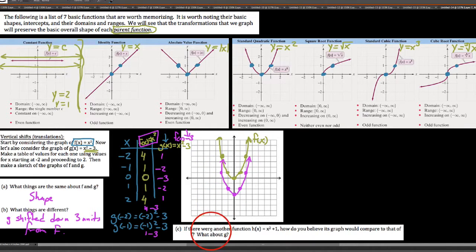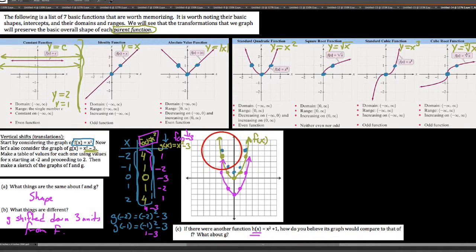So hypothetically, here's my next question. If we were to have some other function h of x, and I were to extend my table here and graph x squared plus 1, how do I believe its graph would compare to that of f? And how about g? Well, what I noticed was g of x was x squared minus 3, and that was just our x squared graph shifted down 3. Well, if I have x squared plus 1, basically I would take all these original y values here and add 1 to them, which in essence is going to cause this graph to shift upward 1. Every point on the f graph is going to have 1 added onto it.